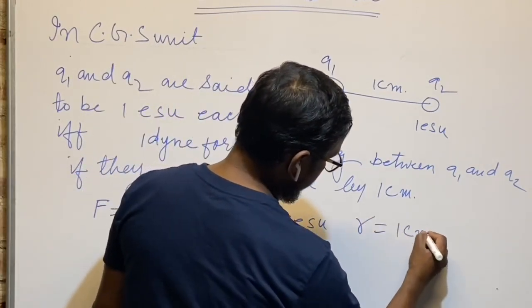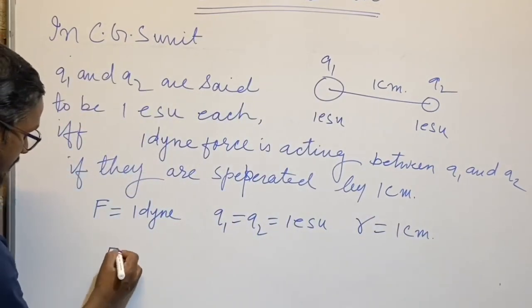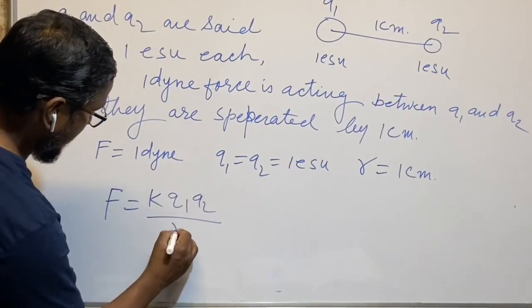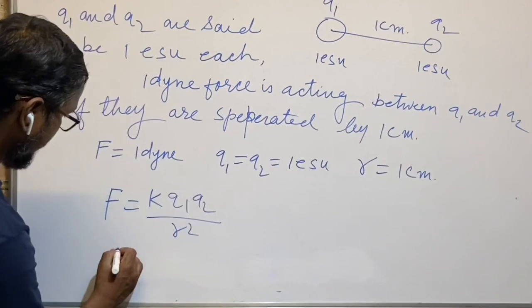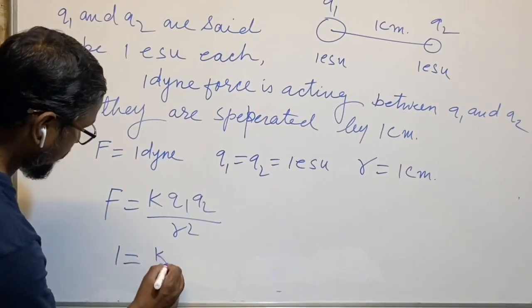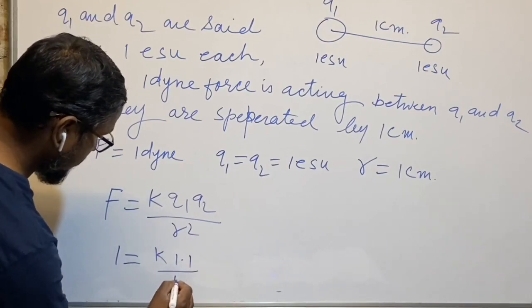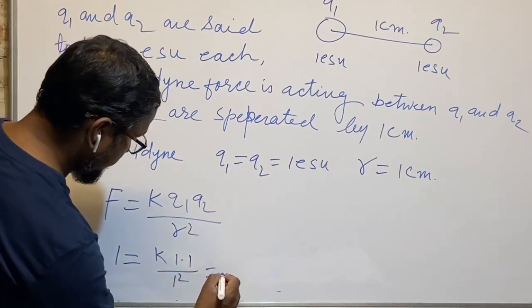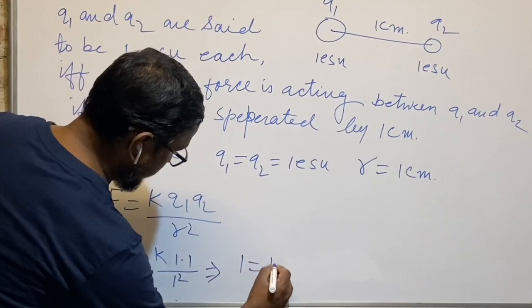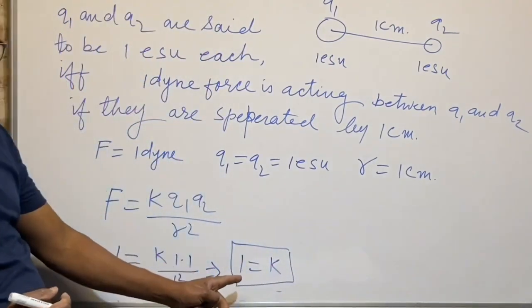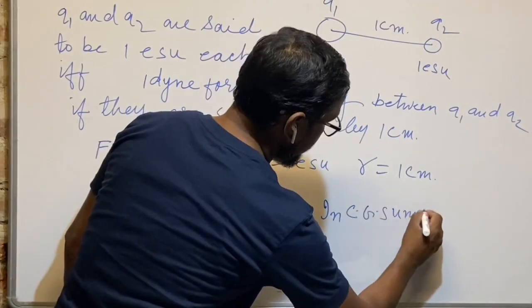So F is equal to 1 dyne, Q1 is equal to Q2, which is called 1 ESU, and the distance between them is 1 centimeter. Now from Coulomb's law, F is equal to K Q1 Q2 by R square. Taking the values, it is 1 dyne, K we don't know, Q1 is 1, Q2 is also 1, and this is 1 square. So we get 1 is equal to K. So in CGS unit, the value of K is 1.